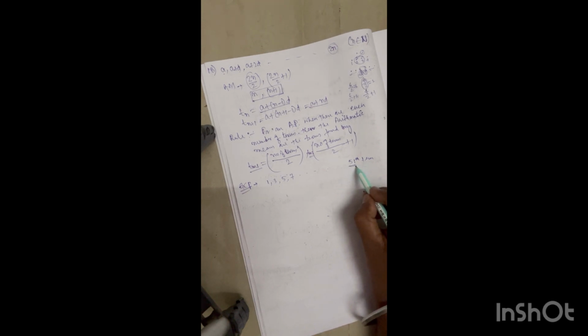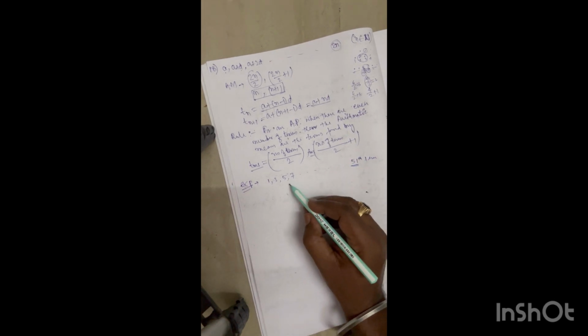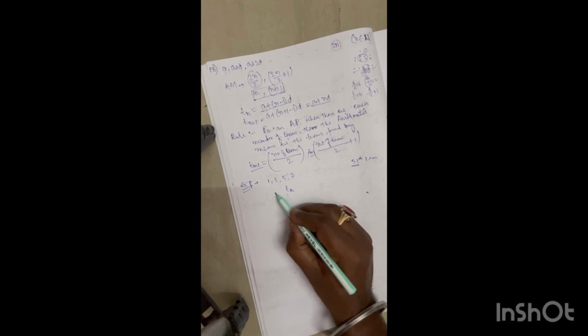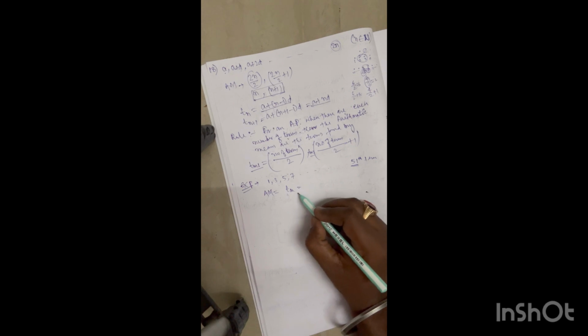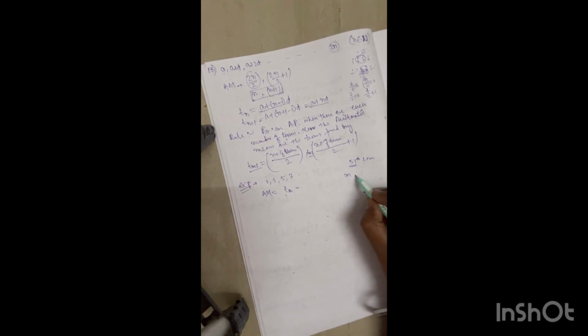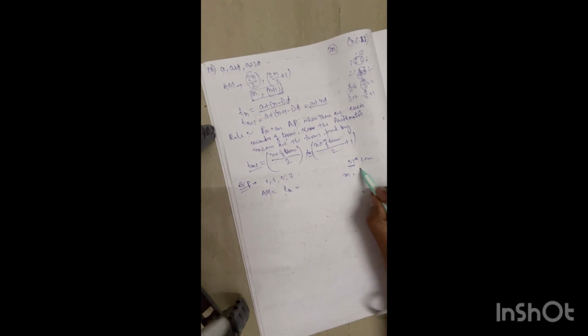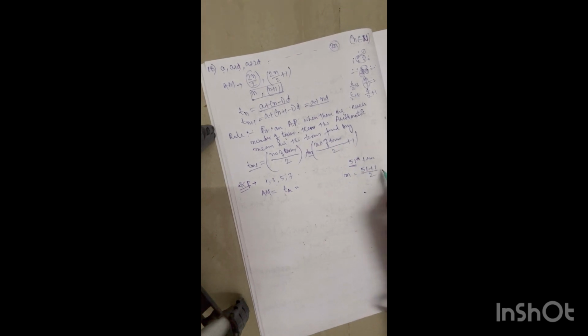So this series has 51 terms, and 51 is an odd number. For an odd number of terms, the arithmetic mean for this series is only one, and the position m of that term can be calculated as (n plus 1) by 2, that is (51 plus 1) by 2. So this becomes 26.